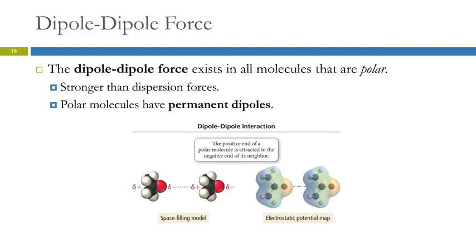So all atoms and molecules can have instantaneous dipoles. That's like my kids on the couch, and then it goes away, right? Comes and goes, comes and goes. Polar molecules have permanent dipoles. It's always lopsided.